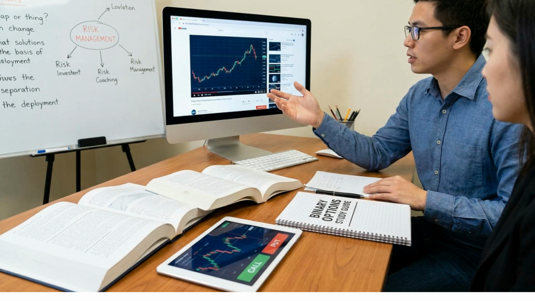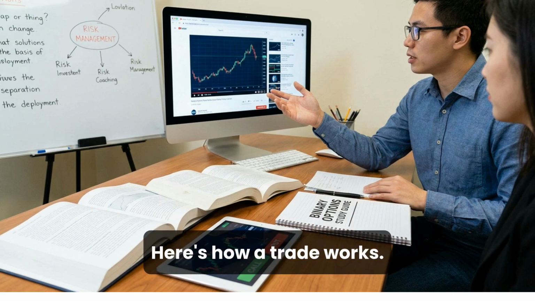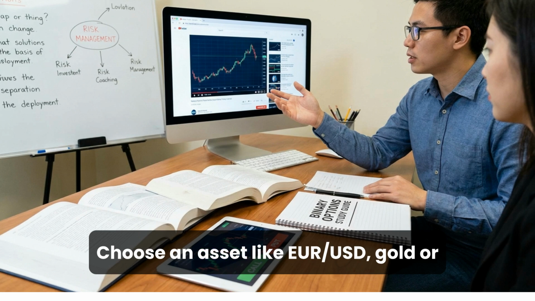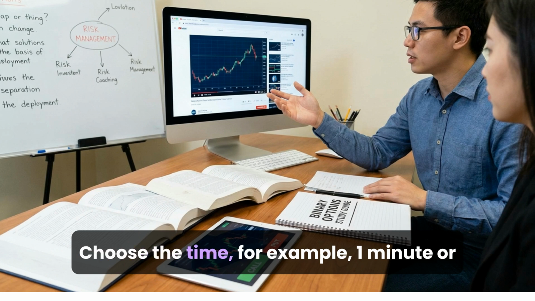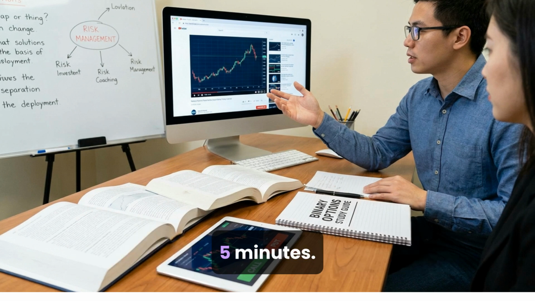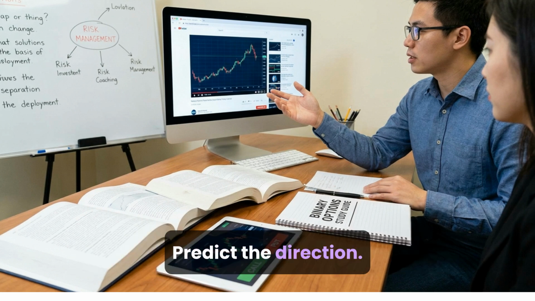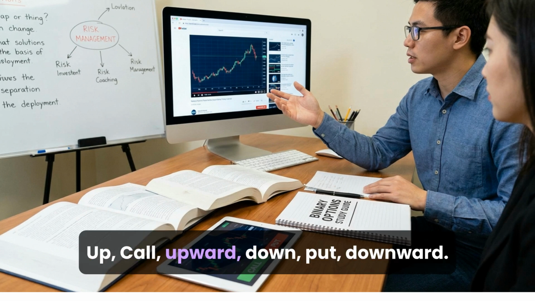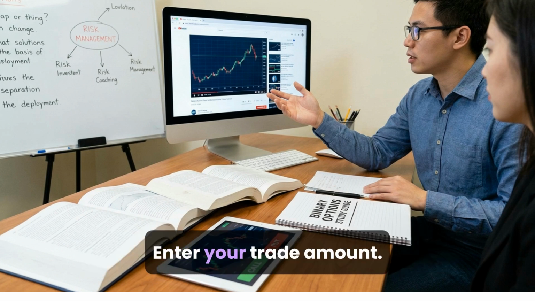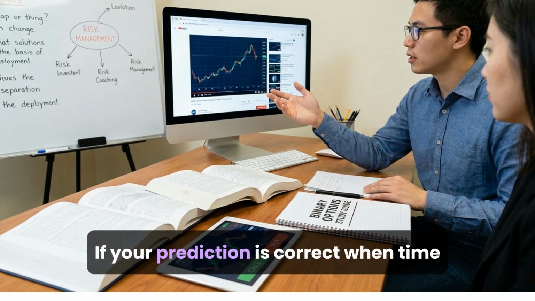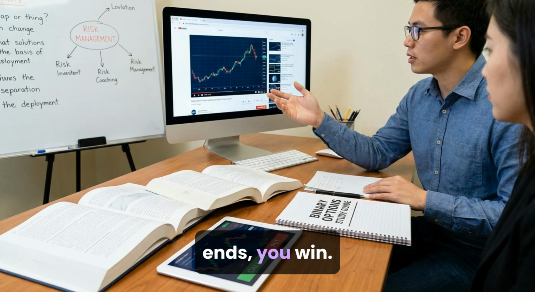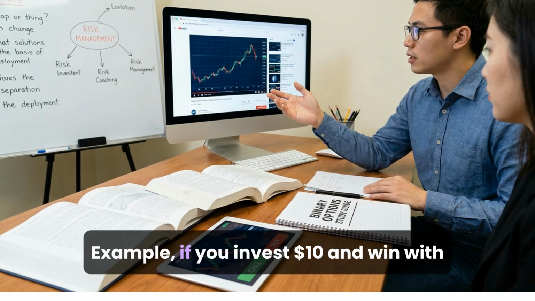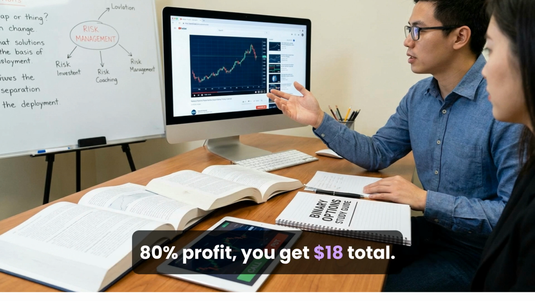How it works. Here's how a trade works. Choose an asset, like EUR/USD, gold, or Bitcoin. Choose the time, for example, 1 minute or 5 minutes. Predict the direction. Up, call, upward. Down, put, downward. Enter your trade amount. If your prediction is correct when time ends, you win. Example, if you invest $10 and win with 80% profit, you get $18 total.